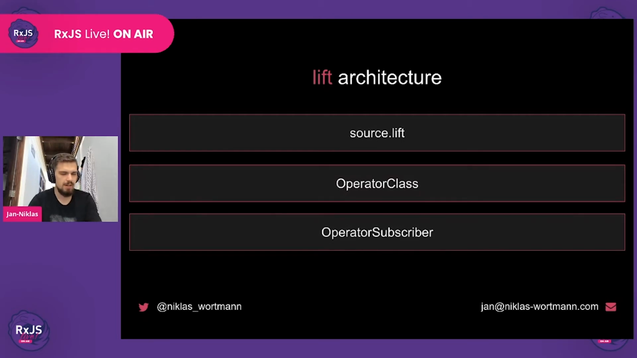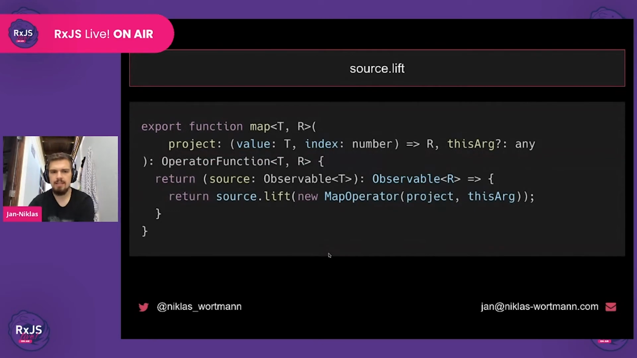The lift architecture was introduced with RxJS 5. It was the big thing of RxJS 5, and therefore way before my time on the RxJS core team. But the lift architecture consists of the 3 main steps that every operator has to take care of. It has to call source.lift. It has an operator class and an operator subscriber. So first of all, let's take a look at source.lift. To make this example way more comprehensible, I want to use the current implementation of map.